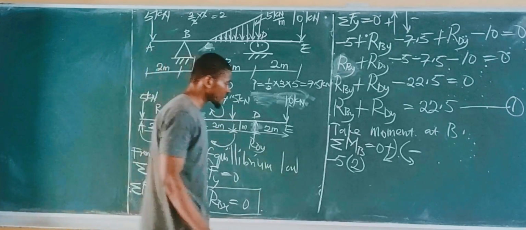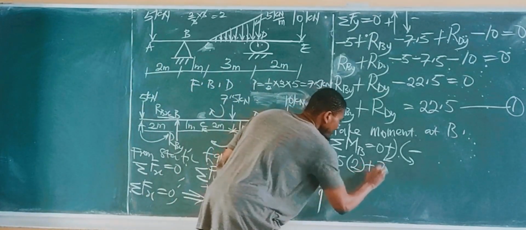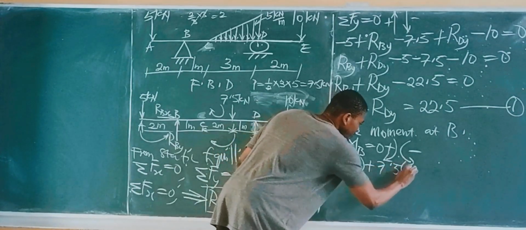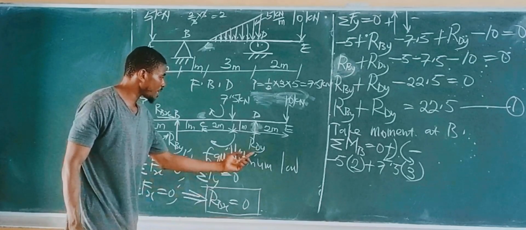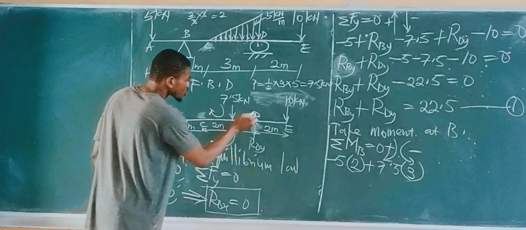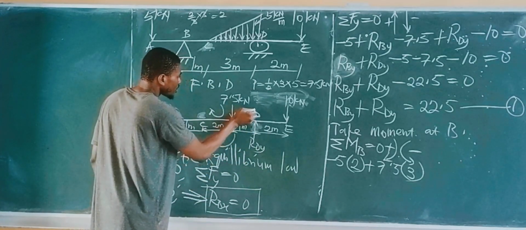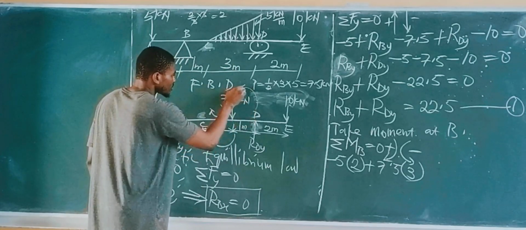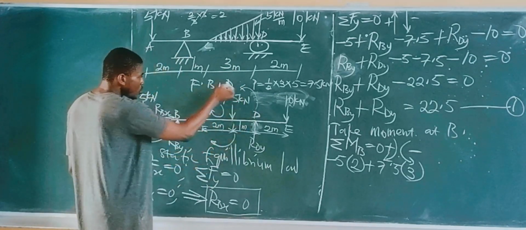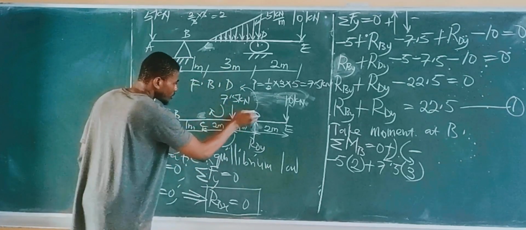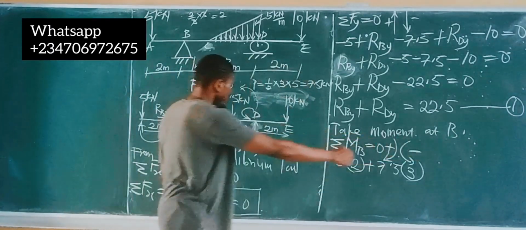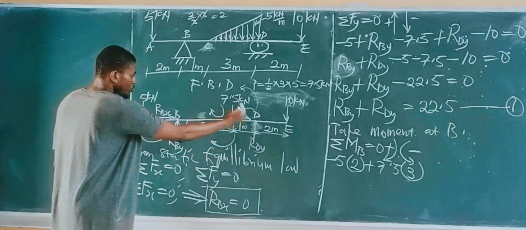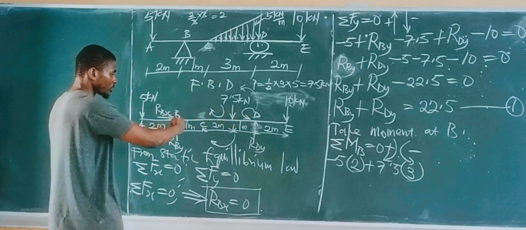So you simply have plus 7.5 times 3 meters. Also, we have RBY. RBY is pointing upwards, so the moment of this force will go in this direction. It's actually anti-clockwise, so it's negative. The moment of this force is going anti-clockwise, so it's negative about point B.